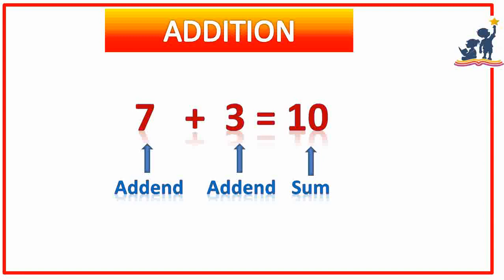Seven plus 3 is equal to 10. Here 7 is called addend, 3 is also called addend and 10 is called sum.